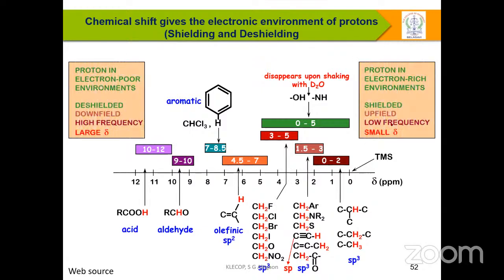So protons in an electron rich environment, we usually call shielded, with low frequency and small delta value. But protons in a poor electronic environment, we call de-shielded, downfield, high frequency and large delta values. And we can get these things from some internet sources. It is an open web source, it's available.